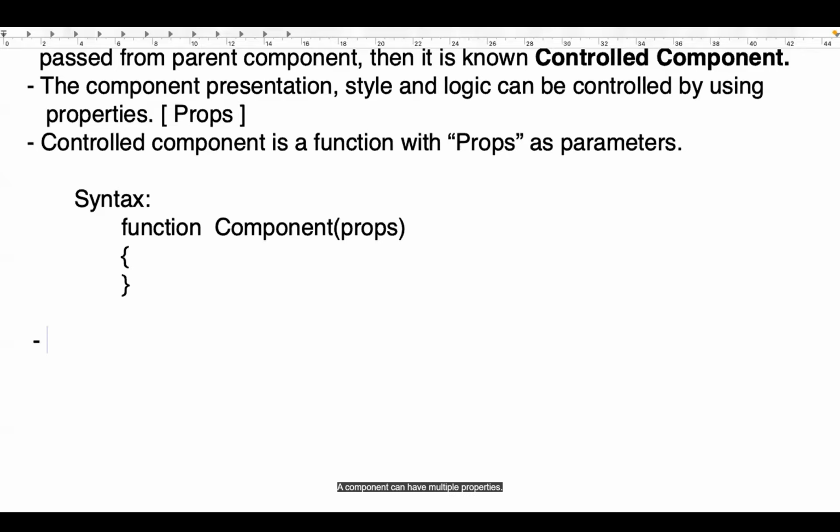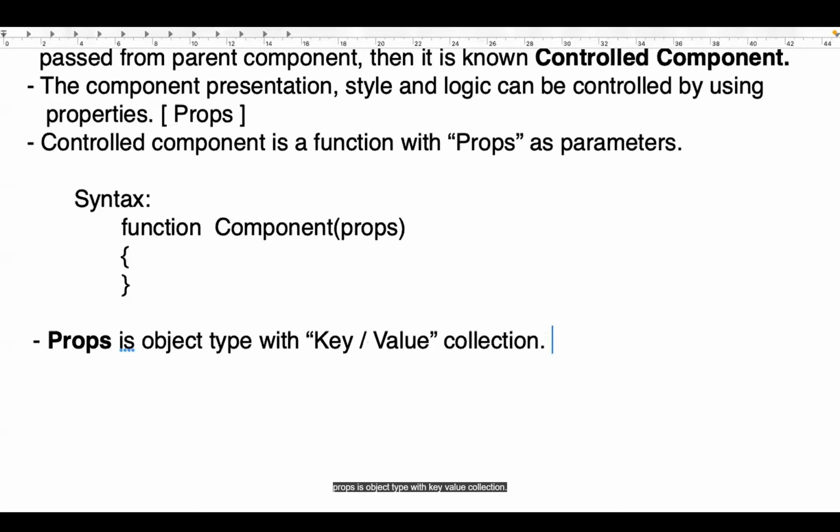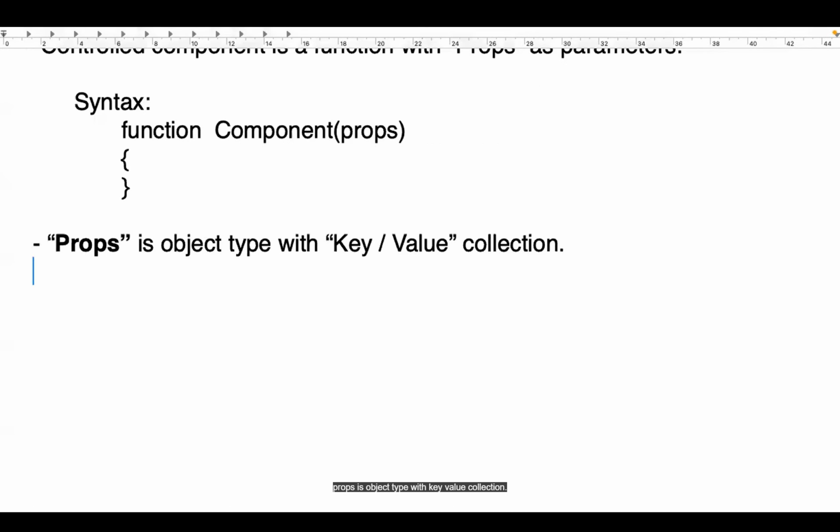A component can have multiple properties. It can have ID, name, class. It can have width, height. It can have background color. Am I right? So props is object type with a key-value collection. So it is object type with key and value collection.